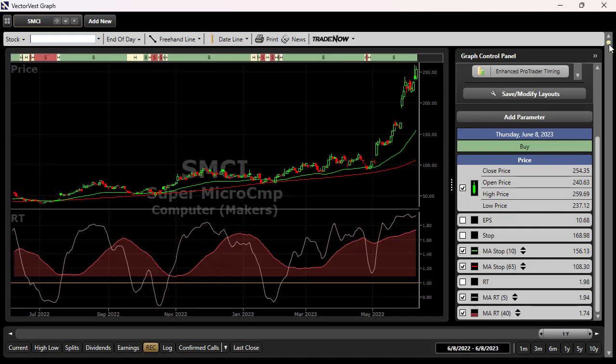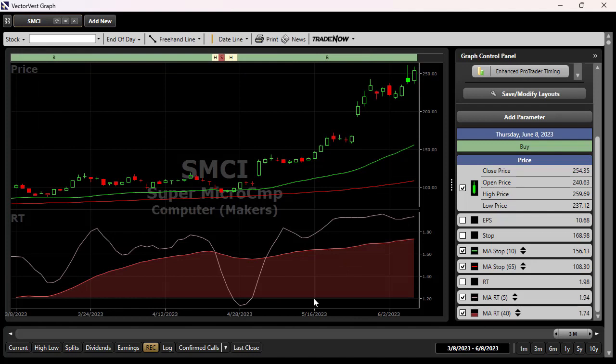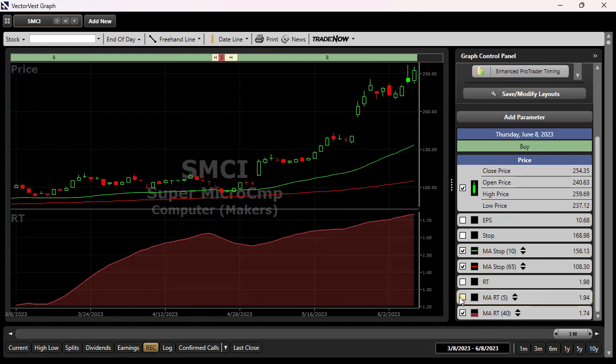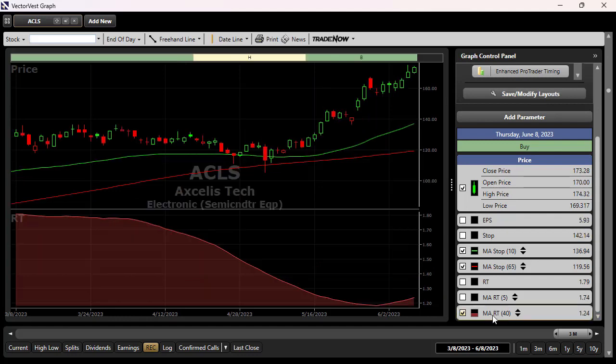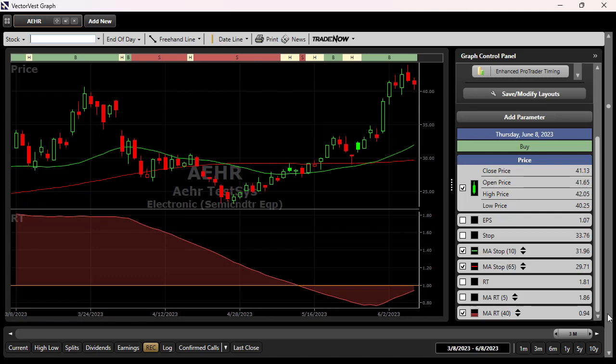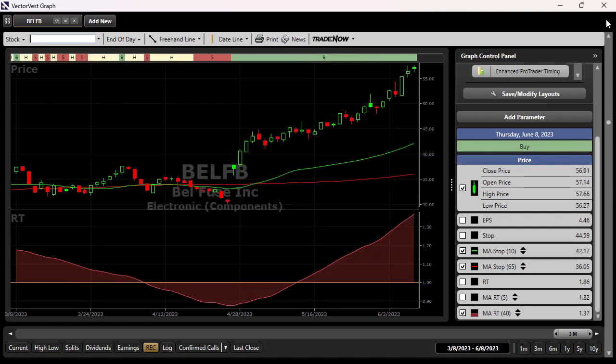We have a watch list that we maintain where we take this study, but we limit it now to a 3-month window, and we look for stocks whose moving averages of stop and RT are all at 3-month highs. A pretty good definition of uptrending stocks. So as I flip through these, again, we'll notice that not all stocks in the list meet that criteria.